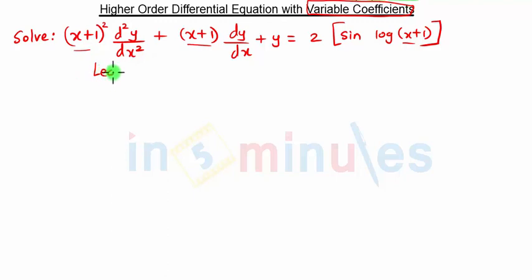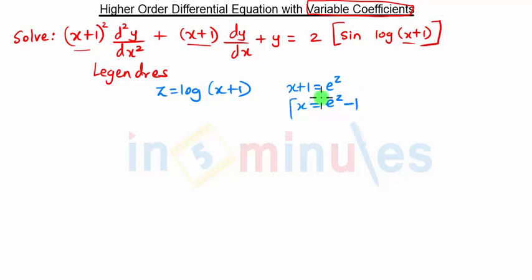Particularly, it is of the form of Legendre's equation. In Legendre's equation, we put z equal to log of this term, which is x plus 1. Then our x plus 1 will be e raised to z, and our x will be e raised to z minus 1. If we compare this equation with the basic Legendre's equation, which starts with p x plus q, we get p equal to 1 and q equal to 1.